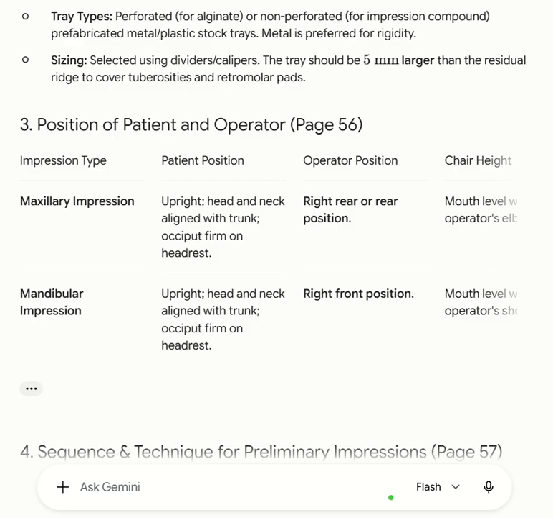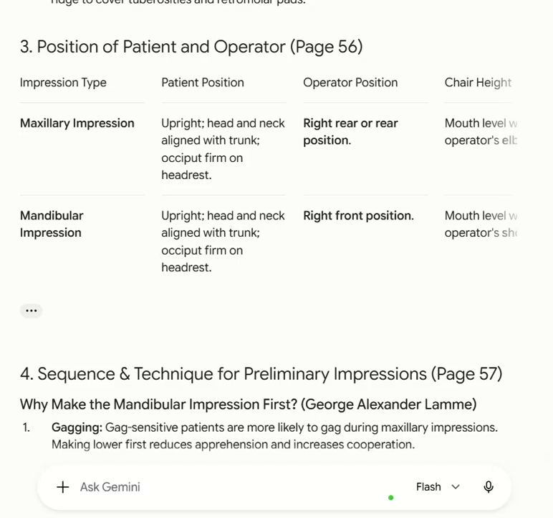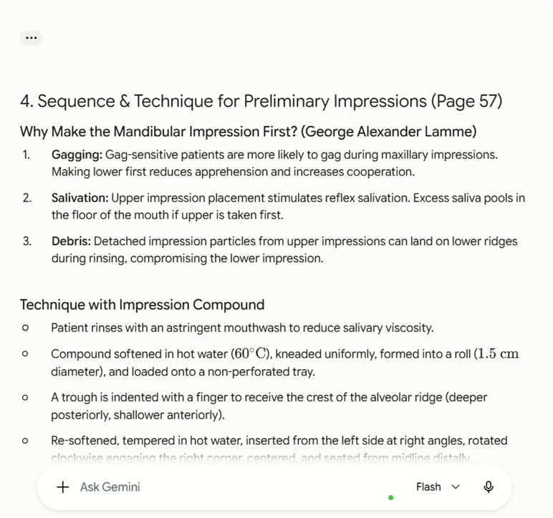4. Sequence and technique for preliminary impressions, page 57. Why make the mandibular impression first? Gagging: gag-sensitive patients are more likely to gag during maxillary impressions. Making the lower first reduces apprehension and increases cooperation. Salivation: upper impression placement stimulates reflex salivation. Excess saliva pools in the floor of the mouth if the upper is taken first. Debris: detached impression particles from upper impressions can land on lower ridges during rinsing, compromising the lower impression.